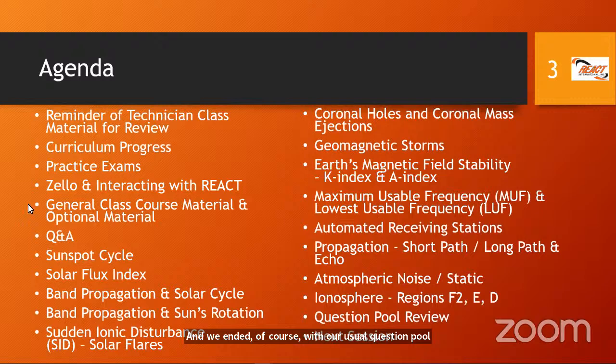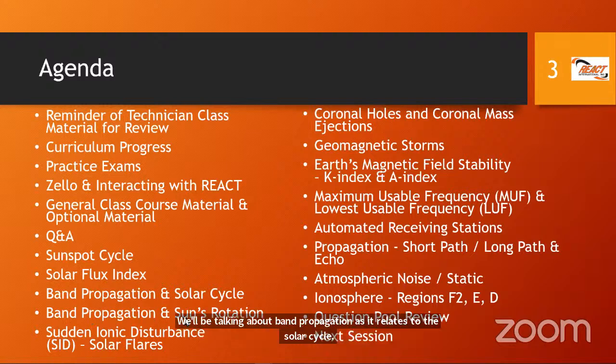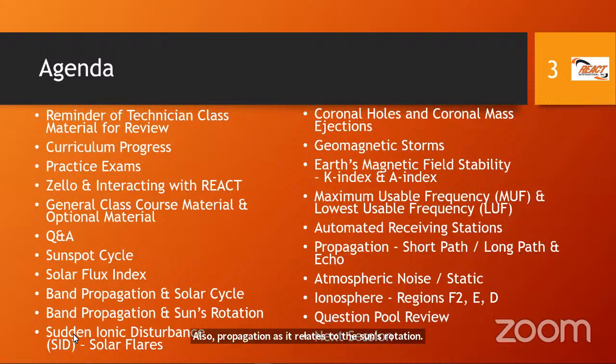So the agenda for this evening: we are going to be discussing the sunspot cycle and the solar flux index, or SFI. We'll be talking about band propagation as it relates to the solar cycle, and also propagation as it relates to the sun's rotation. Then we'll talk about what SIDs, or sudden ionospheric disturbances, are as they relate to solar flares. Also, what coronal holes are and what CMEs, or coronal mass ejections, are. Then we'll discuss geomagnetic storms and the Earth's K and A index.